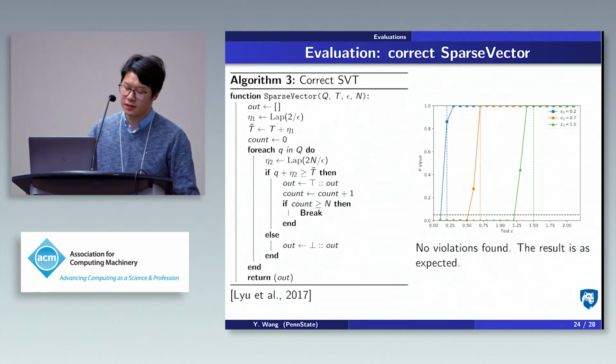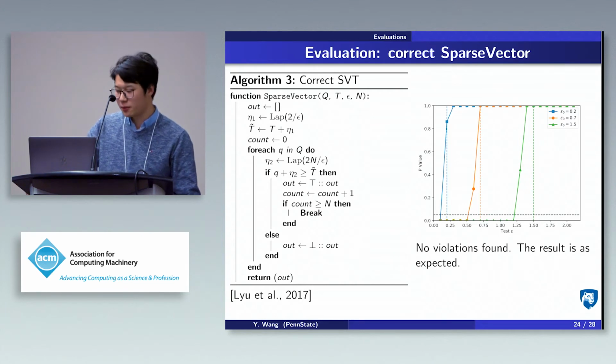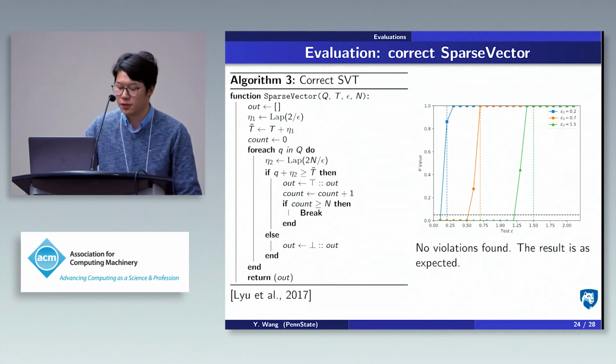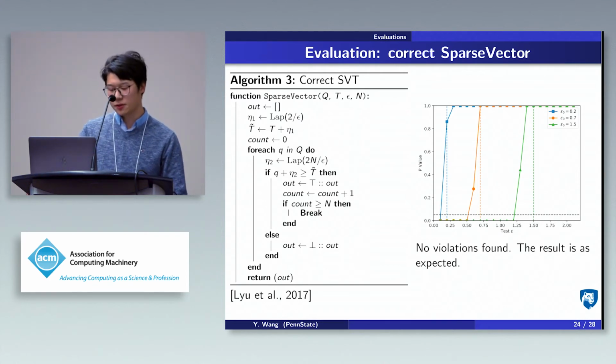For a specific case, the sparse vector technique, the blue one represents the experiment we set. In this experiment, we set the algorithm's privacy budget to 0.2. It is equivalent to an algorithm claiming it satisfies 0.2 differential privacy. And the orange one is when we set it to be 0.7, and the green one is for algorithm epsilon equals 1.5. Our tool shows that no violations are found for the correct implementations, as the p-value arises at their expected value.